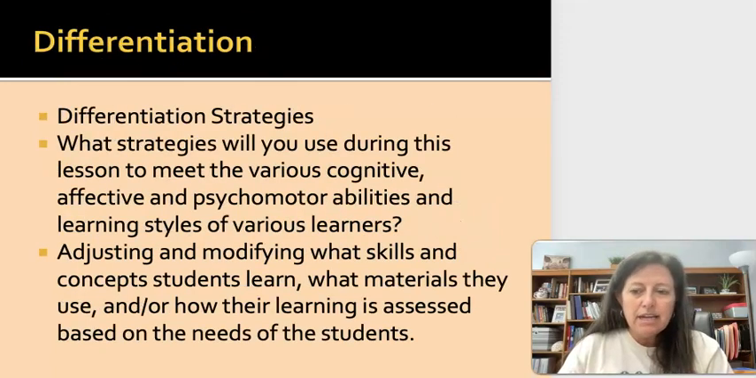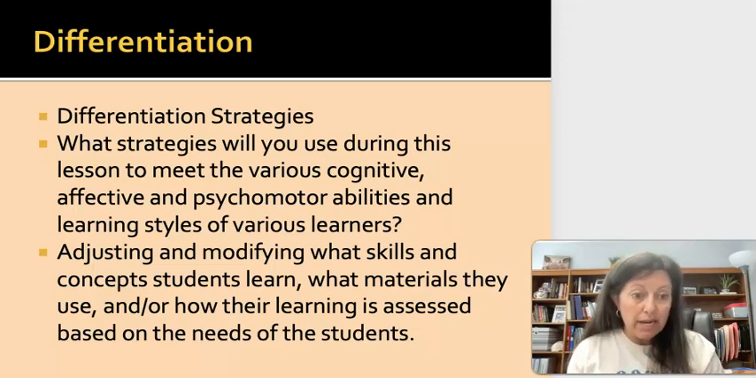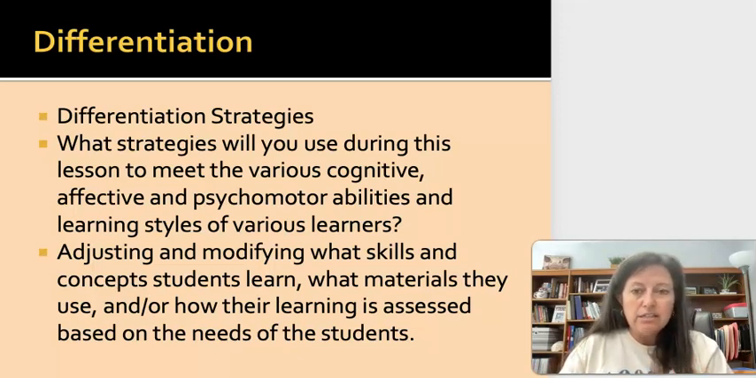Now, differentiation, we have to understand not all our students are the exact same, and we can't expect the same exact results from all of them. We always want high expectations for every student, but sometimes what we require of them to do to show a product might change for individual students. And so this is where differentiation strategies are going to come in. What strategies are you going to use during the lesson to meet the various cognitive, affective, and psychomotor abilities and learning styles of your learners?